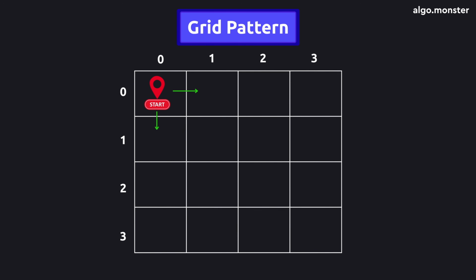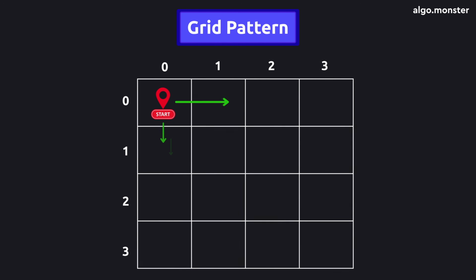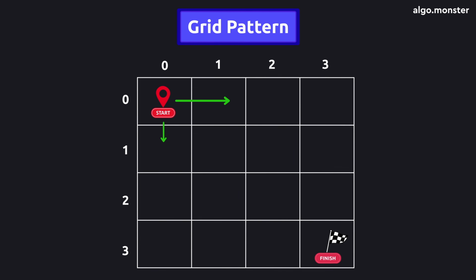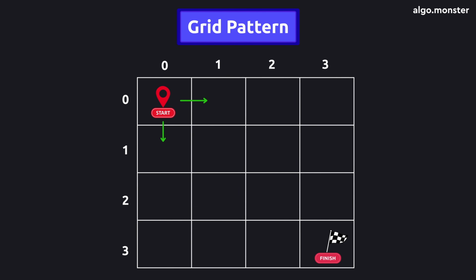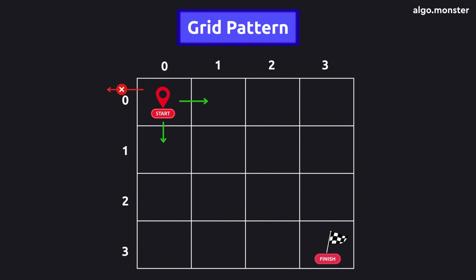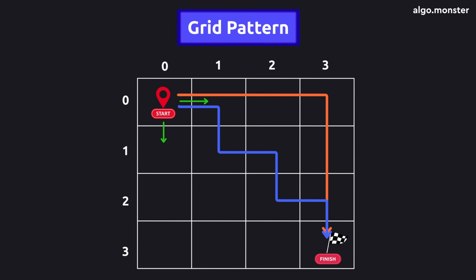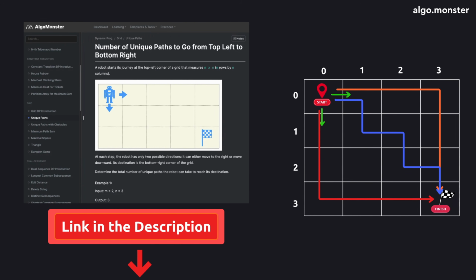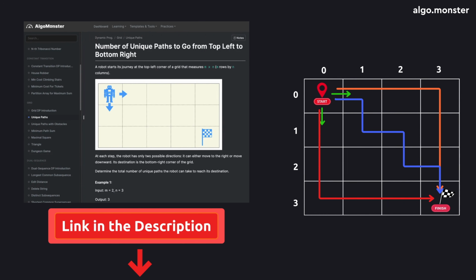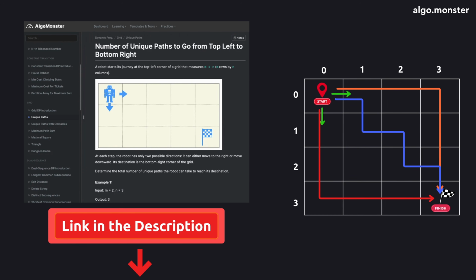Here's a grid, a regular table made up of cells. It has m rows and n columns. You start in the top left corner, and your goal is to reach the bottom right corner. There's just one rule. You can move only to the right or downward, no moving left, and no moving up. So the question is simple. How many unique paths are there from the start to the finish? This is a very popular problem called unique paths, and it should already sound familiar. In our first staircase problem, we were also counting the number of paths.